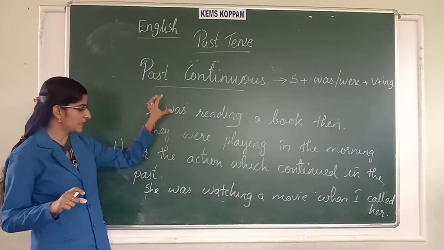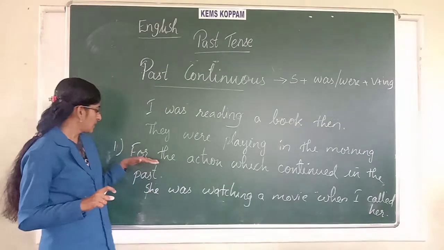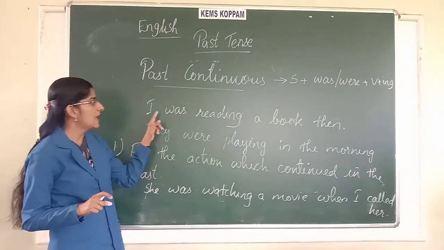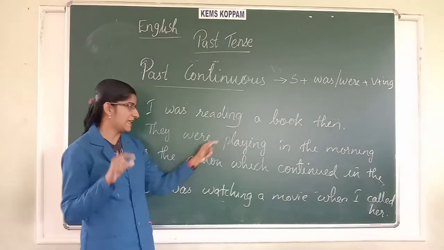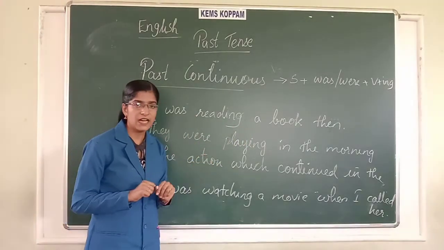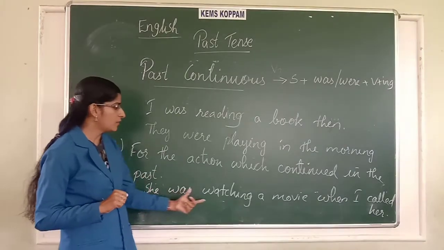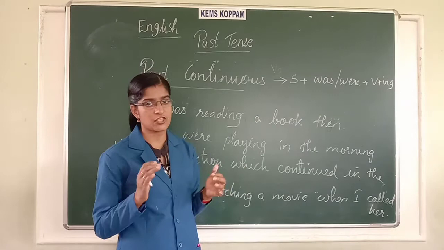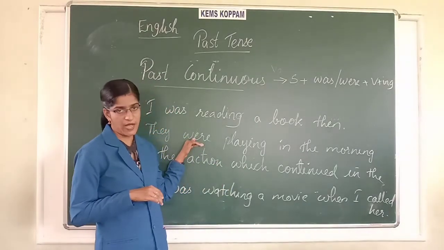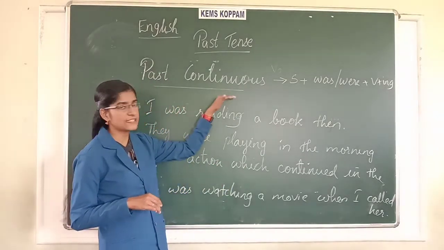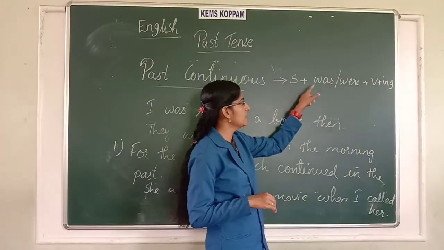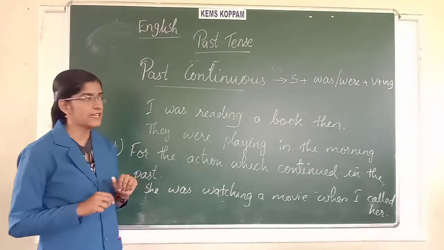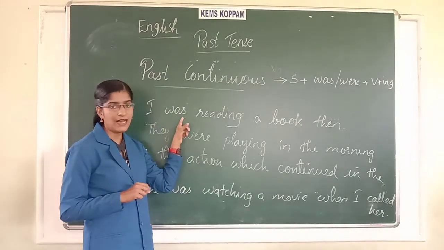Okay. So the past continuous is used for the actions which continued in the past. Example, I was reading a book, then they were playing in the morning. She was watching a movie when I called her, for a continuous action in the past. Okay, past continuous. What is the sentence structure? Subject plus was or were plus verb plus ing. You have to write the ing form of the verb.